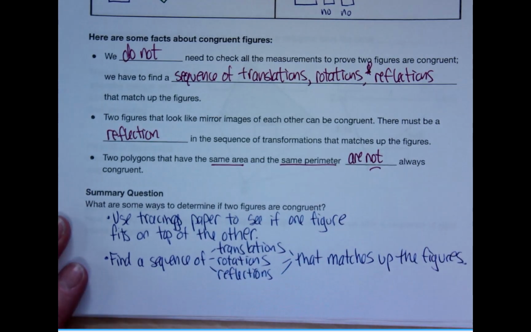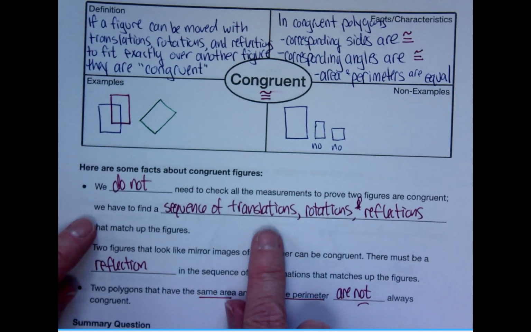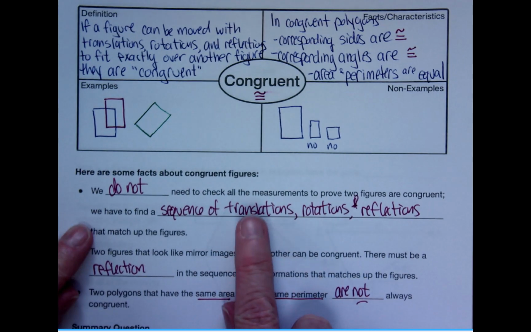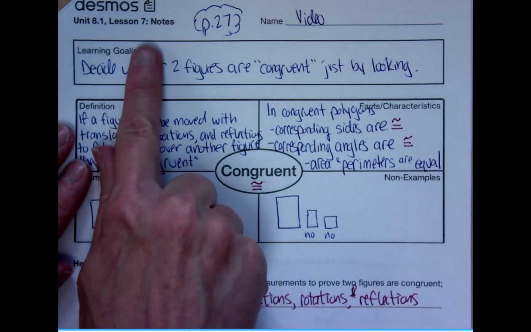So we're moving on to talking about congruent figures in these next few lessons, and we're going to build on what you've already learned about translations, rotations, and reflections. Good luck with the homework for lesson 7.